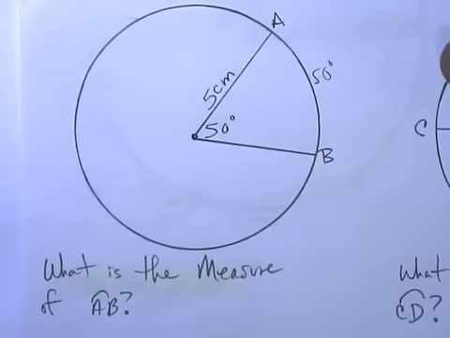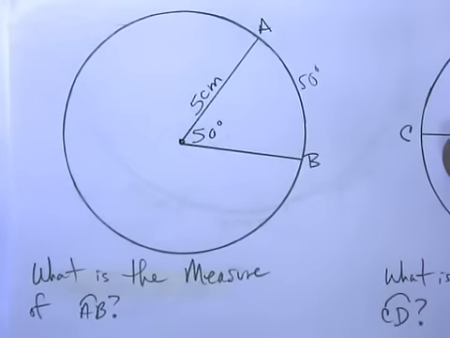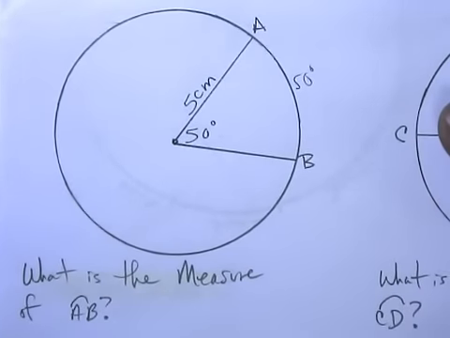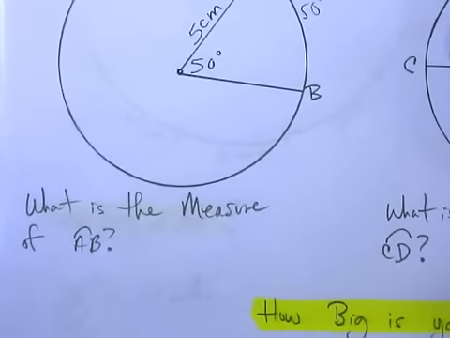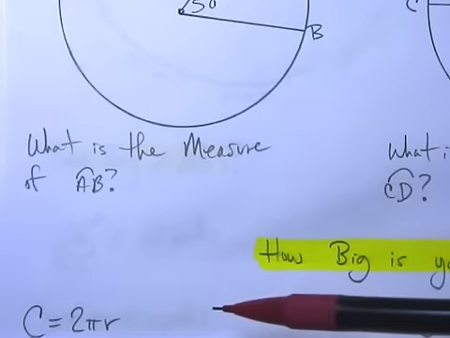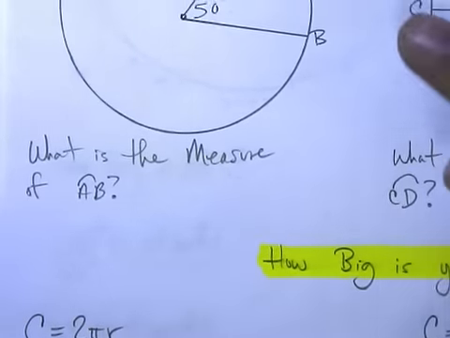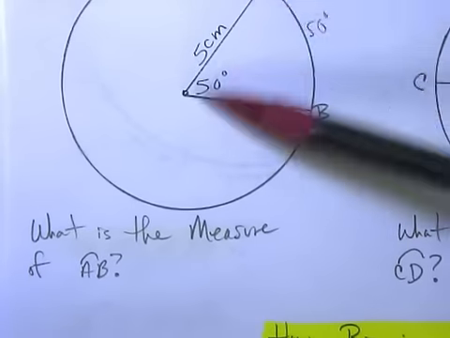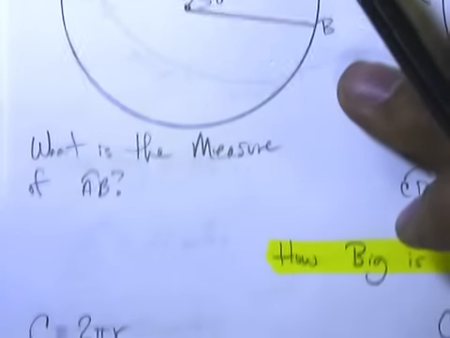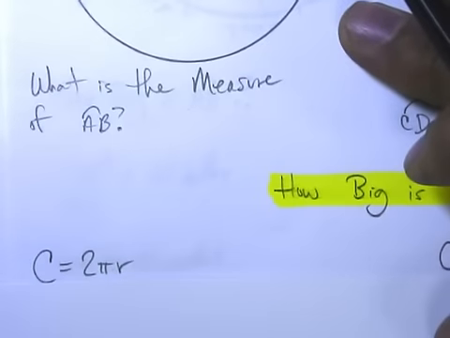So the first question you always want to ask yourself is, how big is your circle? Do I really know how big my circle is here? No, I know that it has 360 degrees, but I don't know how big it is. So the first thing you always want to know is your circumference. And if you remember, the formula for the circumference is 2 times pi times r.